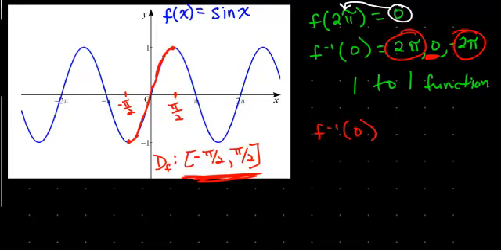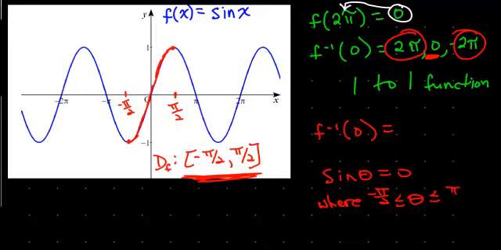That is, when is sine theta equal to 0, where theta is bigger than negative pi over 2 but less than pi over 2? If we look at our graph here, it's clear that that is at 0. So note that 2 pi is wrong, and negative 2 pi is wrong. There's only one answer for f inverse of 0 when f is the sine of x, and the answer is 0.